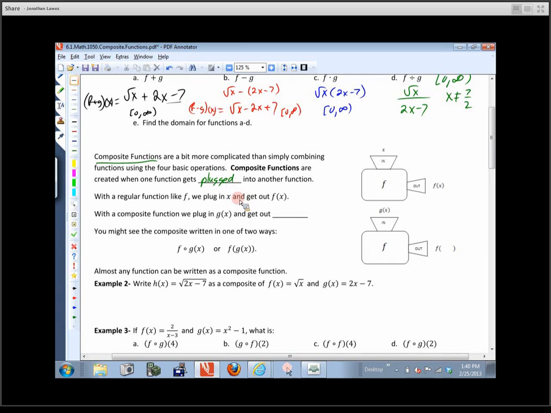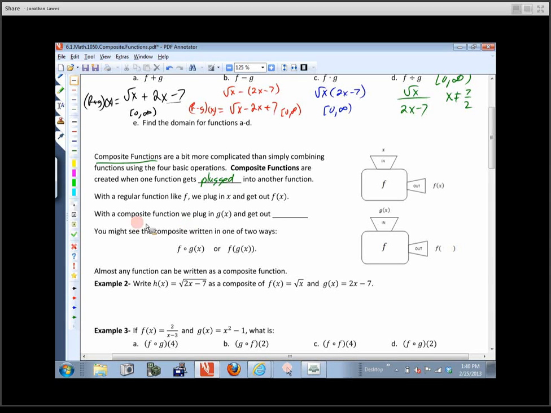I suppose the technical term for that would be substituted into, or used as an argument in another function. So if we think about how regular functions work, we're familiar with function notation like f of x and g of x. If I dump in an x, f does something to it, and what comes out is f of x. So here's the function f. I put in an x. What comes out is f of x. I put in an x, and what comes out is a function value, or a lot of times we'll call that a y.